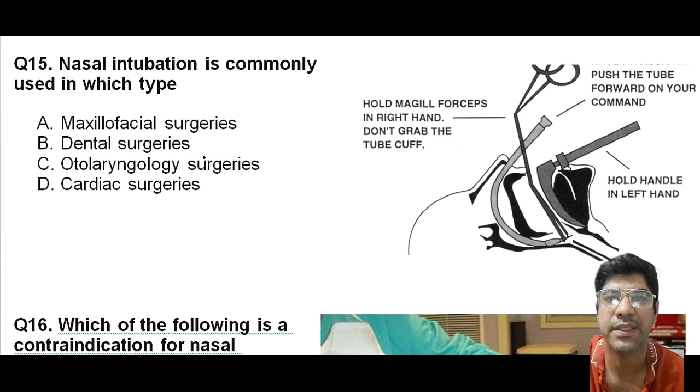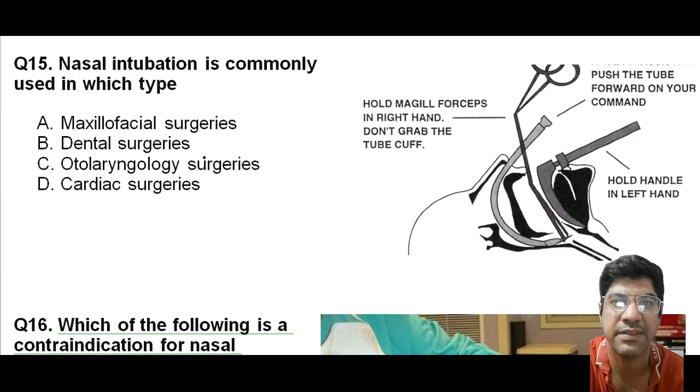Nasal intubation is most commonly used in otolaryngology surgeries, such as sinus surgery, septoplasty and various nasal procedures. So the answer is C. Dental surgeries typically do not require nasal intubation. Oral intubation is more common in dental procedures.